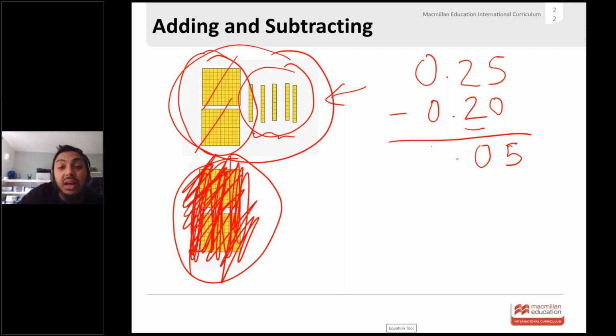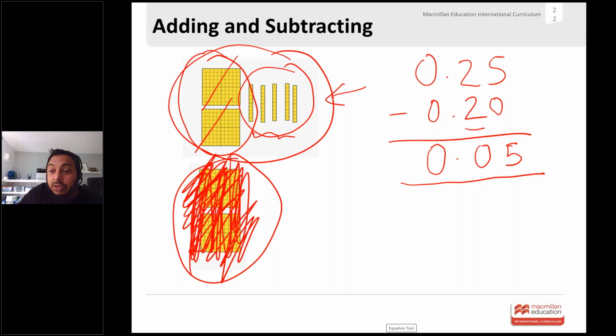And do I have any wholes? I don't have any wholes. So what am I left with? I'm left with 0.05. 0.25 take away 0.2 is 0.05. Does that make sense, class? Let me know what you think about that.